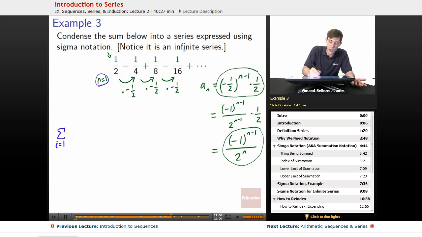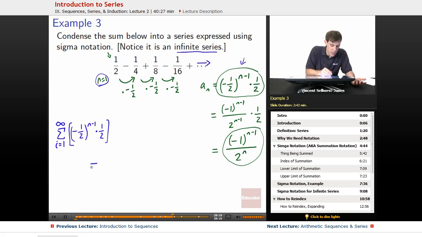What do we go up to? Well, it's an infinite series because it goes on forever. We're never told it stops. So we use an infinity symbol on top. And then let's do this one first. So we could write this as negative 1/2 to the n minus 1 times 1/2. And that whole thing has the series applied to it.